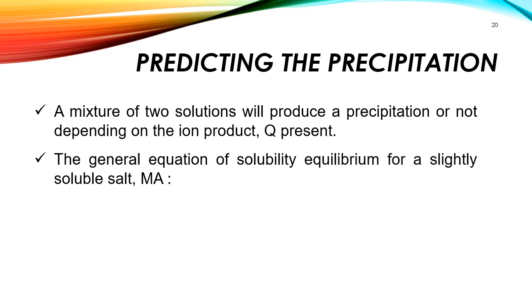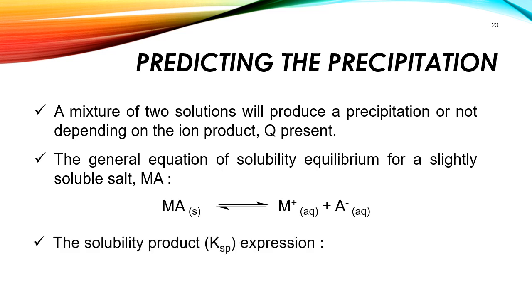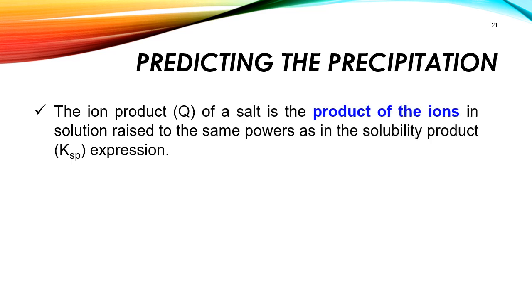The general equation of solubility equilibrium for a slightly soluble salt of MA can be written as shown in the equation. MA salt dissociates to form M plus aqueous ion and A minus aqueous ion. The solubility product or Ksp expression can be written as Ksp equals concentration of M plus ion times concentration of A minus ions. The ion product or Q of a salt is the product of the ions in the solution raised to the same powers as in the solubility product or Ksp expression.